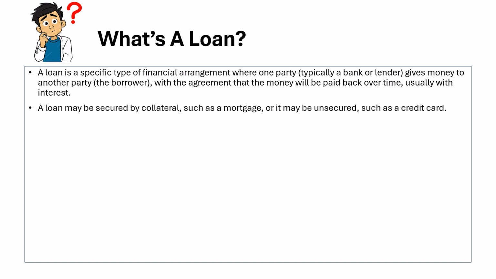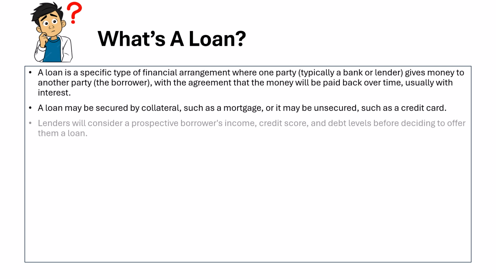A loan may be secured by collateral, such as a mortgage, or it may be unsecured, such as a credit card. Lenders will consider a prospective borrower's income, credit score, and debt level before deciding to offer them a loan.